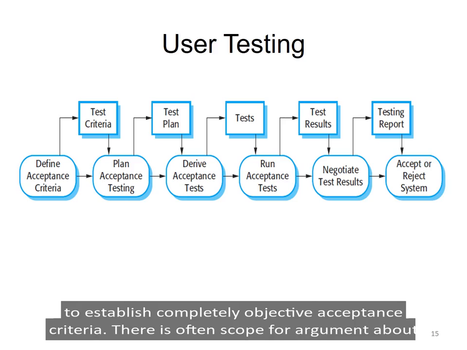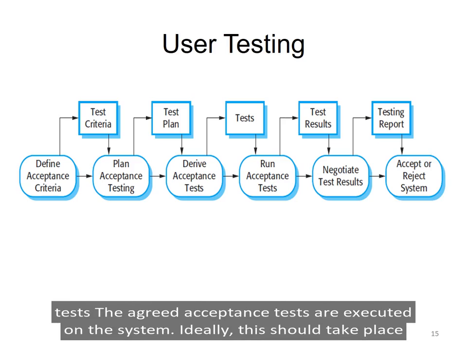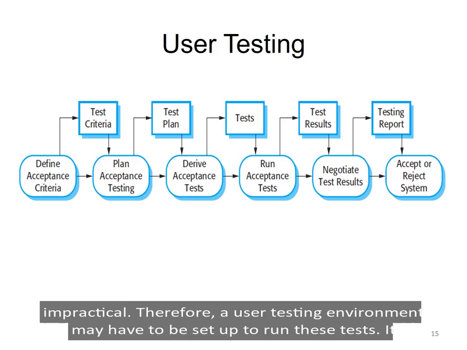There is often scope for argument about whether or not a test shows that a criterion has definitely been met. Number 4, run acceptance tests. The agreed acceptance tests are executed on the system. Ideally, this should take place in the actual environment where the system will be used, but this may be disruptive and impractical. Therefore, a user testing environment may have to be set up to run these tests.